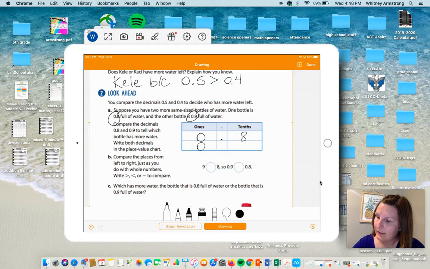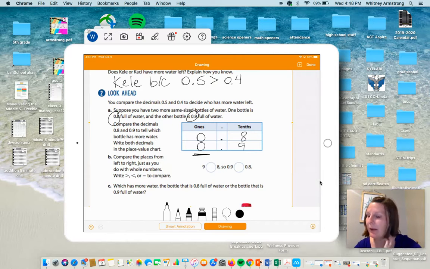0.8 and 0.9. Okay, so there's our 2 numbers. Now we're going to compare those 2 numbers just like you do whole numbers. So remember, I can't do that one because they're the same number. I can't compare zeros, 0 and 0, same thing. So I'm going to look over at my 8 and my 9 here. So I know that 9 is greater than 8. So 0.9 is greater than 0.8.